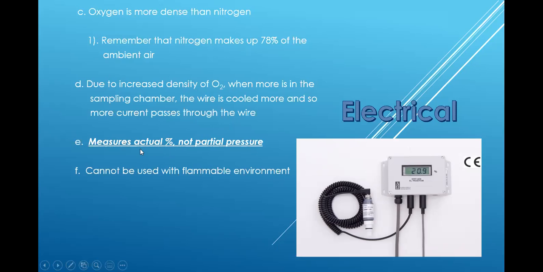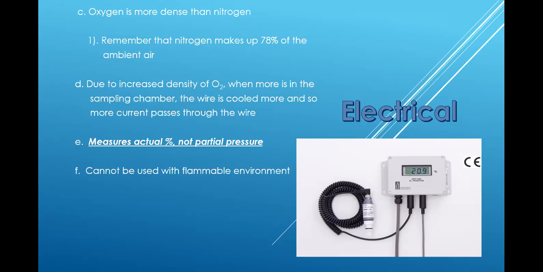What's really important. It measures actual percentage and not the partial pressure. So the paramagnetic measures what? Partial pressure. But the electrical analyzer measures what? The actual percentage. Good. The paramagnetic gas must be what? Dry. And we use what to dry it? Blue silica gels. Okay, good. That's what you need to know.